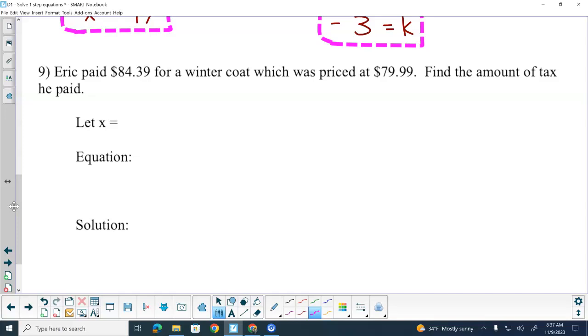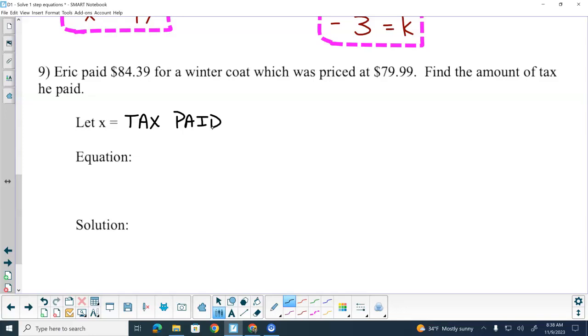So let X be, we know the final bill that he paid at the register. We know the original price. What don't we know? The tax. So let's let X be the tax paid, because that's what we're looking for. Okay? So the first thing that you're going to do after you read it is you're going to define what the variable is. So X is going to be the tax that he paid. Then you have to come up with an equation.